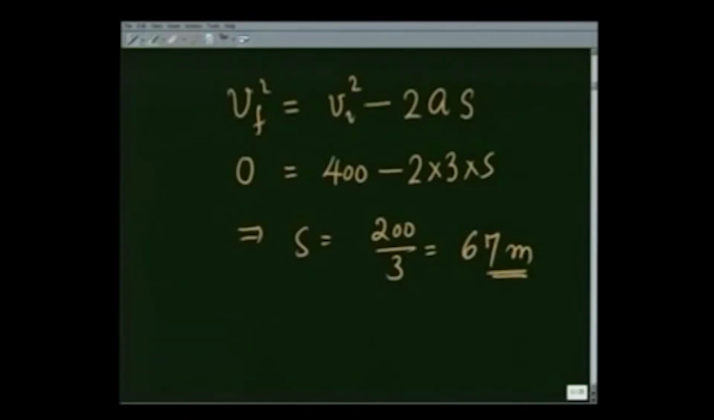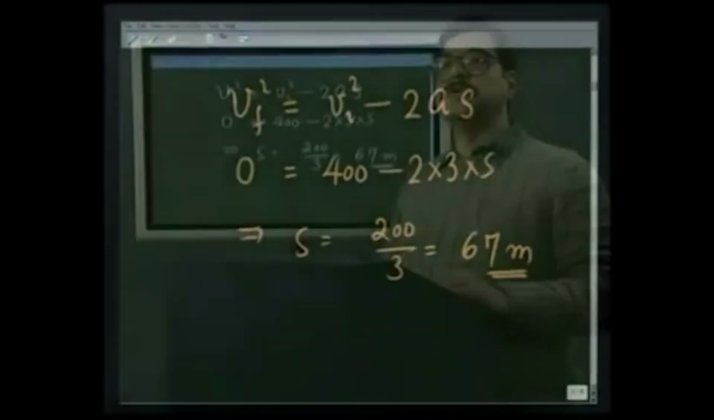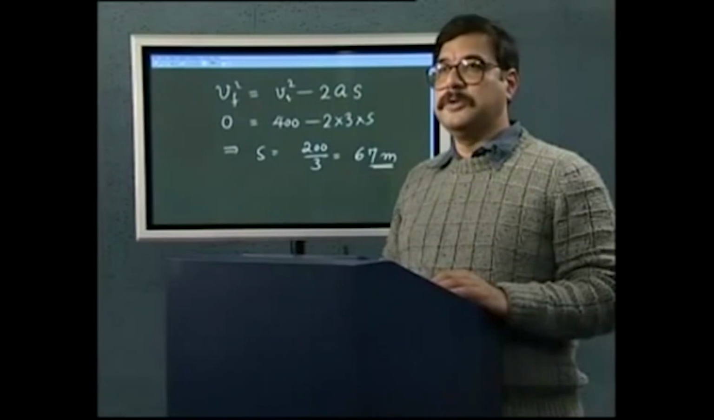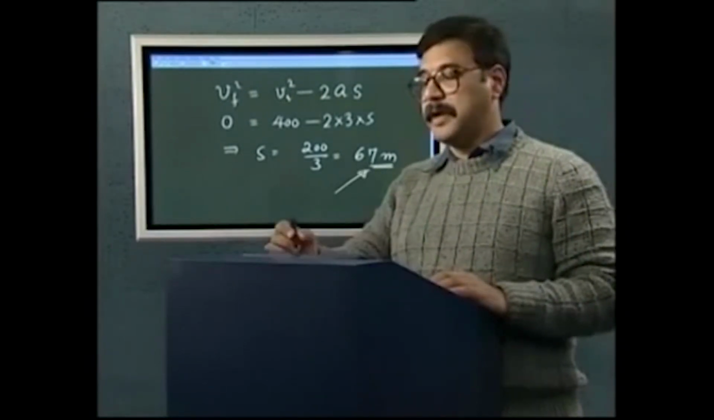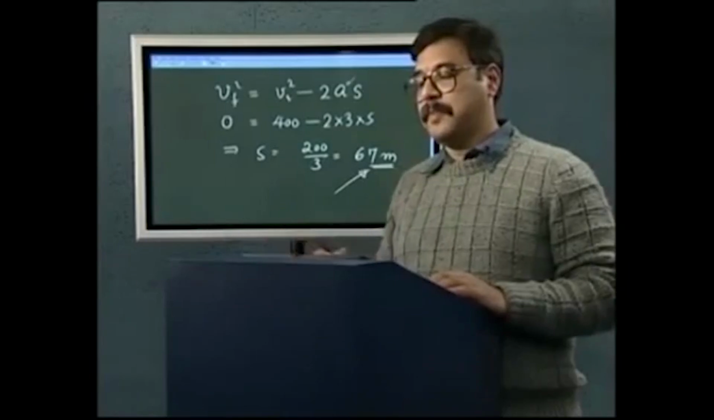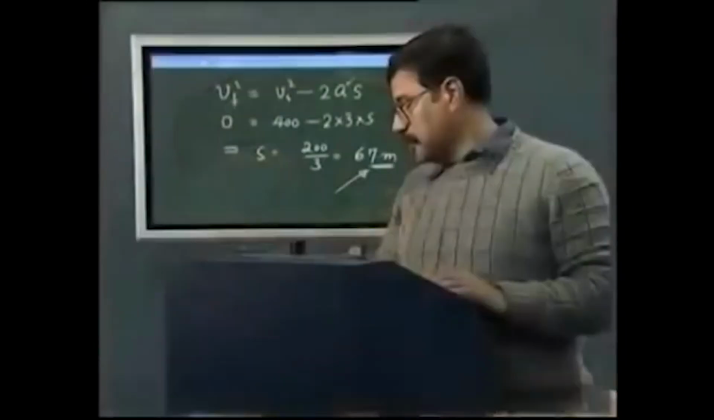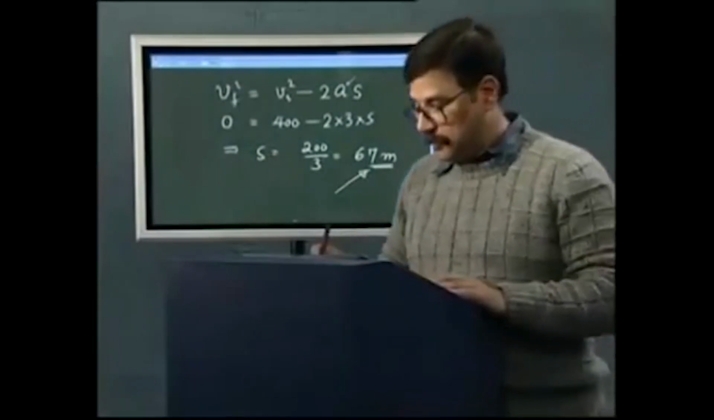meters. Of course, if the truck slows down and stops at a distance larger than this, I can do with smaller a. That is no problem. But the maximum A allowed is 3, and therefore S minimum has to be 67 meters. That is one example of solving problems using frictional forces.